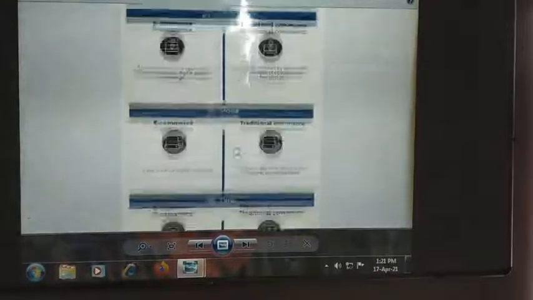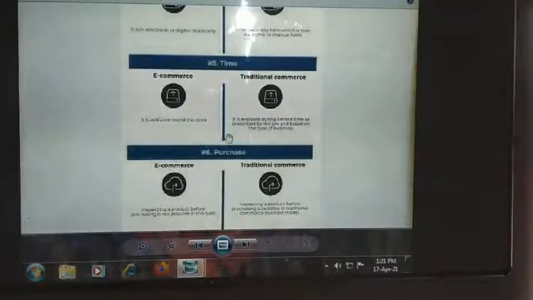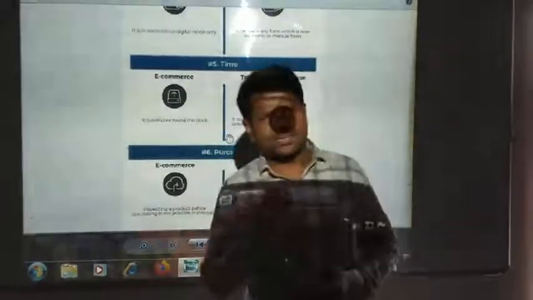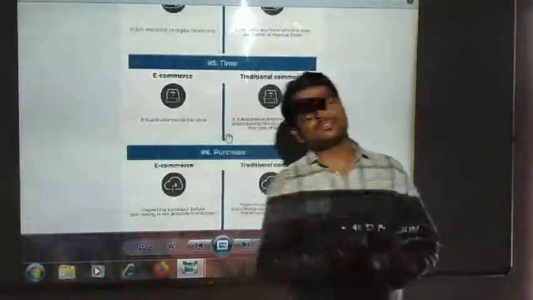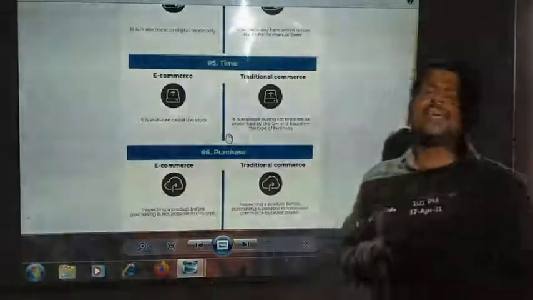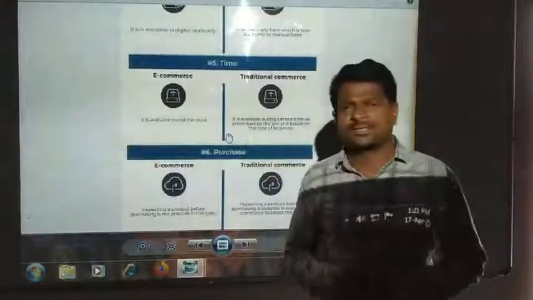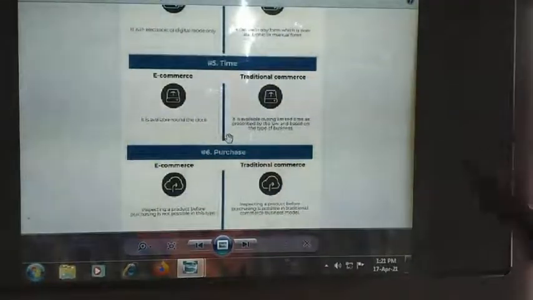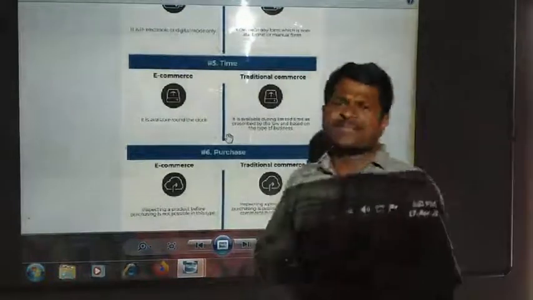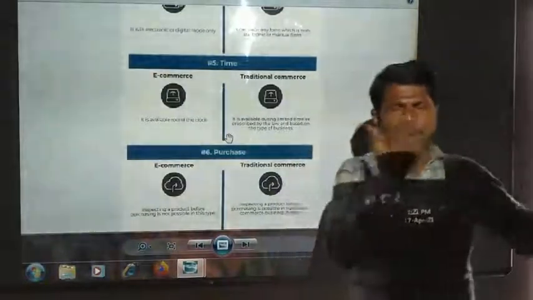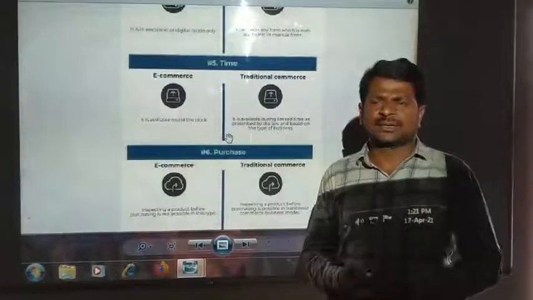Okay. Now, if we see time, in e-commerce the business will provide services to the customer in a 24/7 environment. 24/7 means what? 24 hours and 7 days in a week, means complete 365 days the services will be provided by e-commerce. Whereas in traditional commerce, it will maintain some time, means business hours. Maybe on average from morning 10 o'clock to evening 10 o'clock. Some business hours will be maintained in traditional commerce.